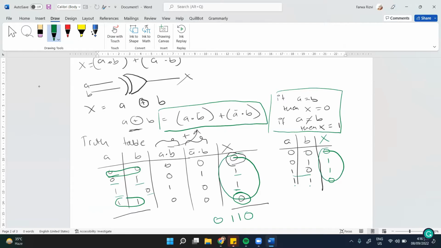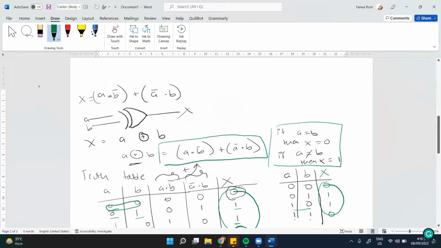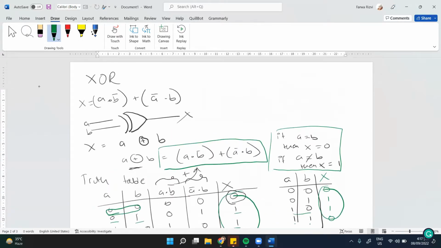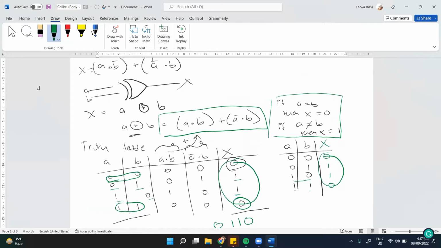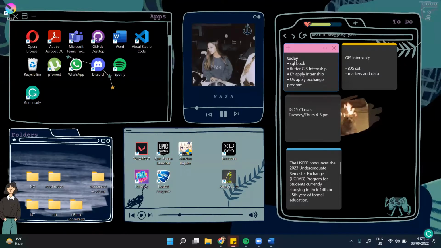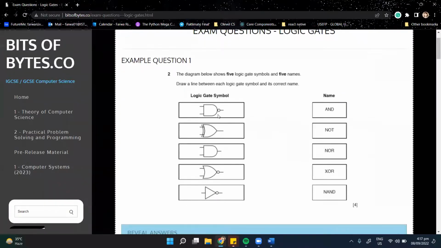All right. Okay, do you get it? Yeah, I get it now. Okay, great. So that was basically the explanation of how the XOR gate works. Now let's go over to some questions. I want you to try solving this.